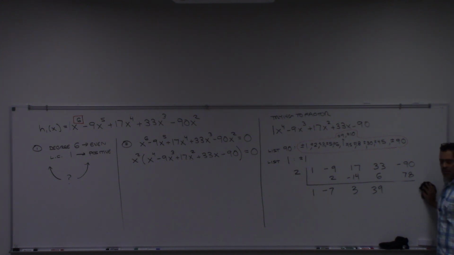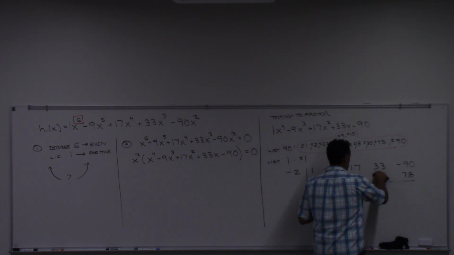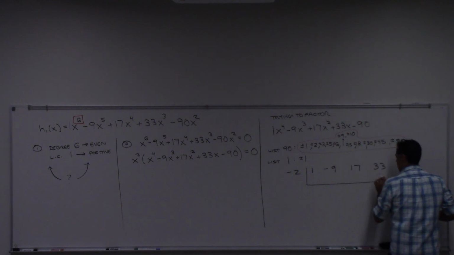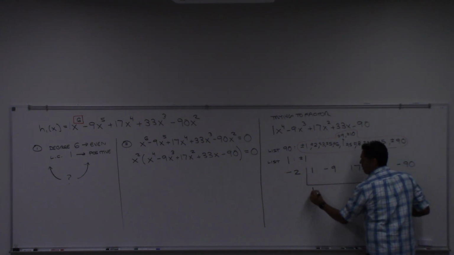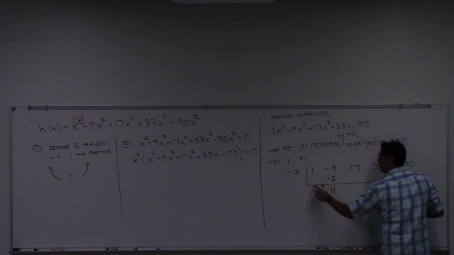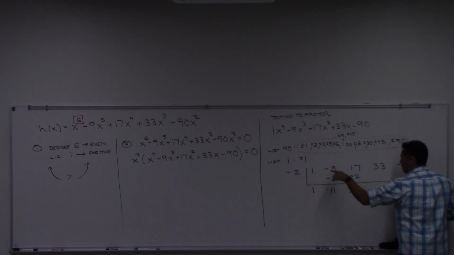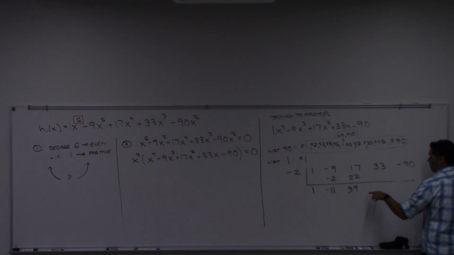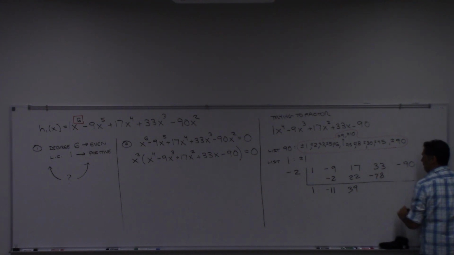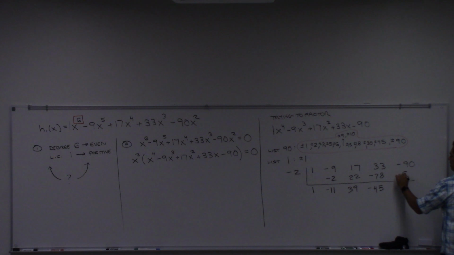May I erase? Okay. -2 this time on the outside. Okay. -2 on the outside, 1 comes down. Okay, this times this is -2. Add down, you get -11. -2 times -11 is 22. This is 39. -78. 45, -45. There it is, 90. And that gives me a 0 here. And that's what I want, right? That's what I want.